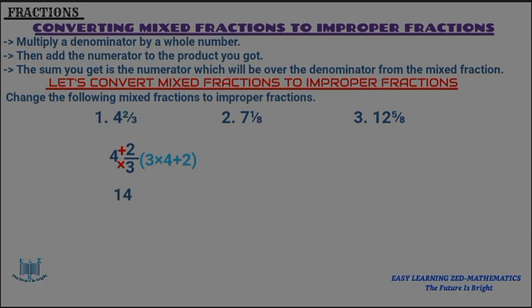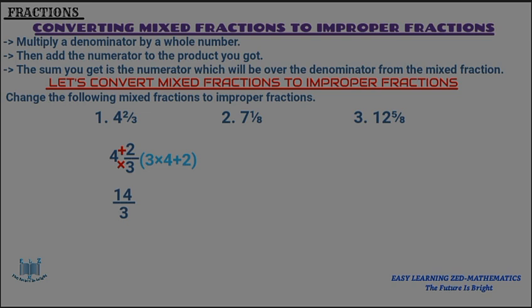So I'm going to write 14 there, then which is going to be over the denominator in the mixed fraction, which is 3. That will be the denominator in this improper fraction, which is going to be 14 over 3. Now I have changed the mixed fraction into an improper fraction. Now let's go to question number 2.